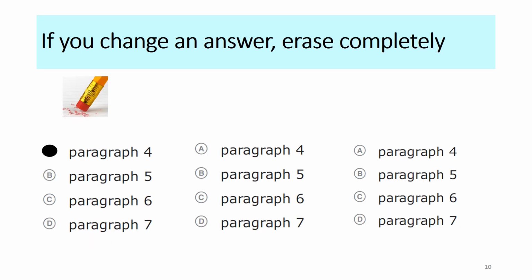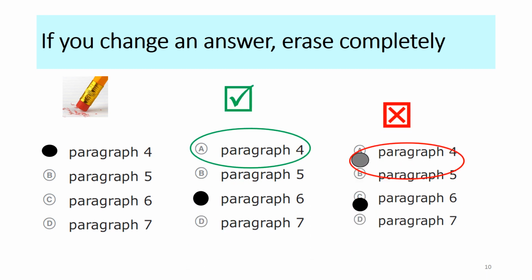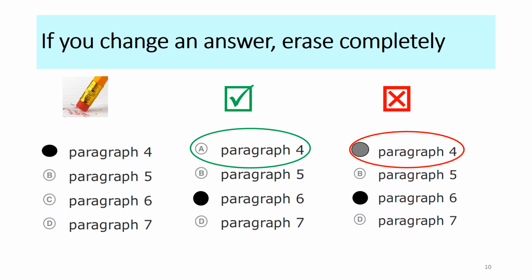If you decide to change an answer, be sure to erase the bubble completely. Do not leave a dark pencil mark in the bubble that you erased, as that could be counted as your answer. However, try to erase gently so as to not tear the paper in your book. Now we will go over the actual item types you may see in the test.